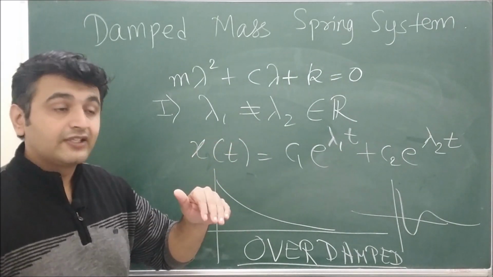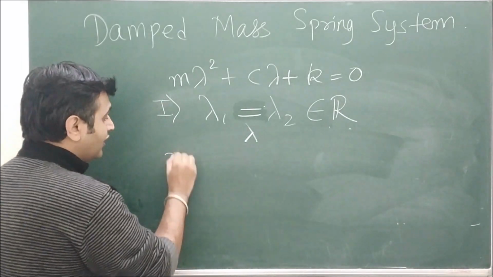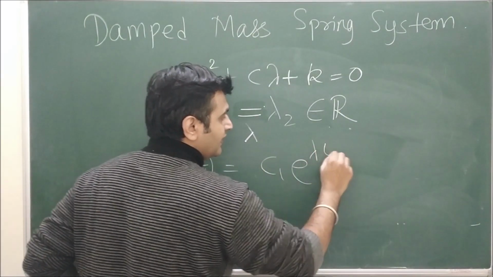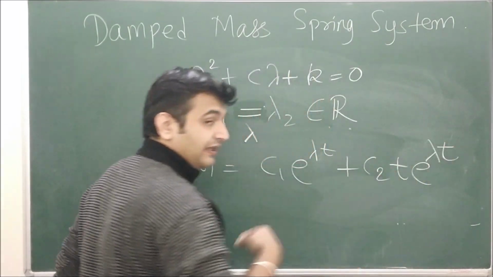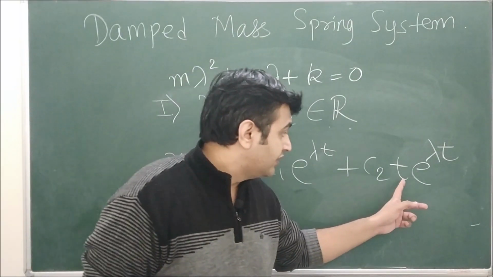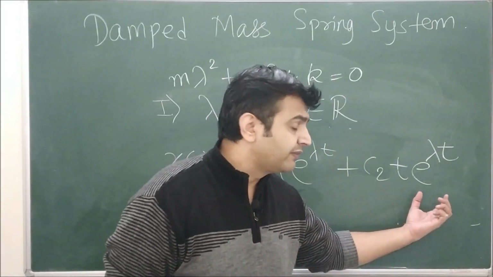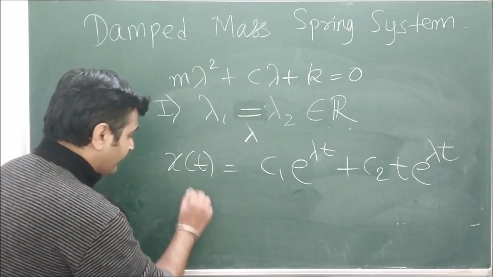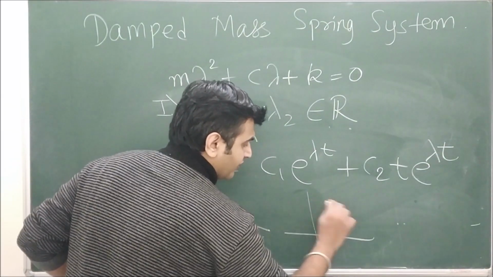Now what is the second scenario? When the roots are equal. Suppose lambda 1 equal to lambda 2 equal to lambda. So how will your solution look? It is nothing but c1 e raised to lambda t plus c2 t e raised to lambda t. Now here also lambda is negative, and as t goes to infinity, this goes to 0. Here you have a polynomial, here you have an exponential, but the exponential decays very fast, so ultimately this will also go to 0.